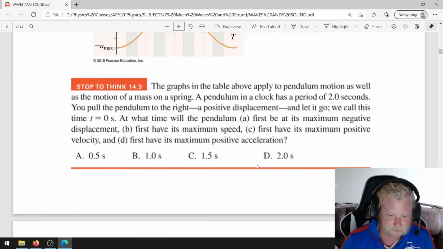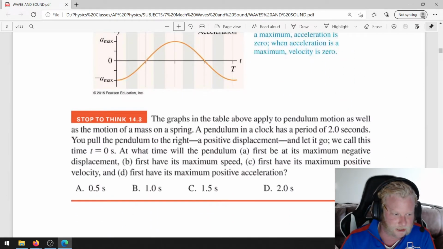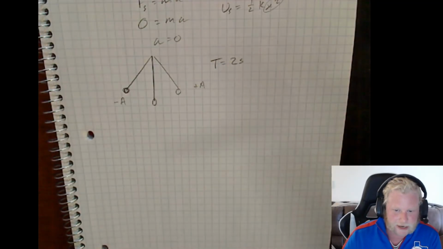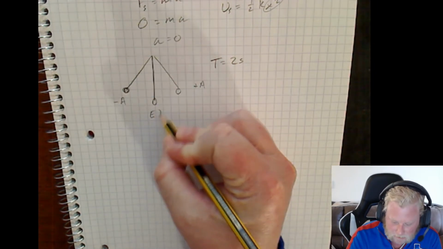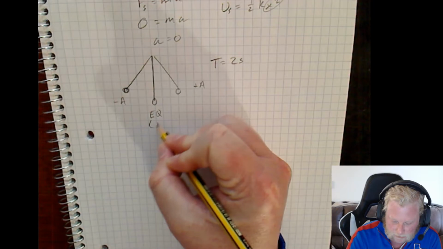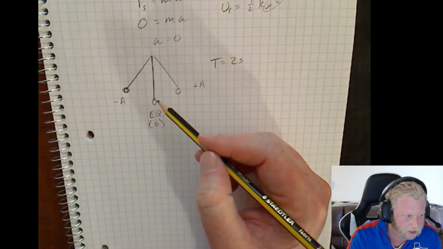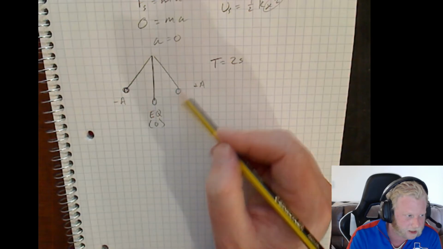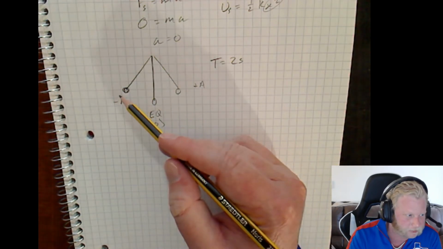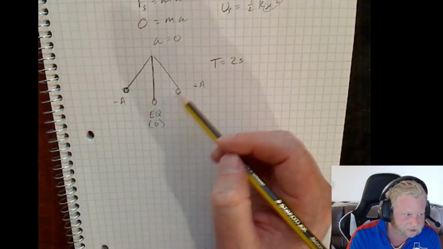So pause the video here, take a second, think about these answers, see if you can use this graph above to help you out. All right, so it might help to sketch out what you got. You've got a pendulum, right, where this would be its equilibrium position, 0, and you pull it to the right for some maximum amplitude, positive A. And it's going to swing through equilibrium to negative A, back through equilibrium to positive A, and continue to repeat that process.